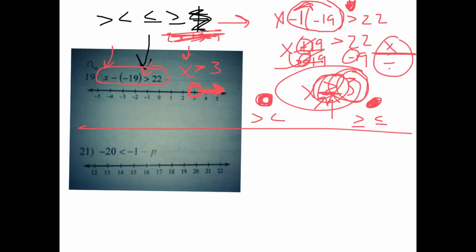If you want to test it out, pick a number. I always choose 0. 0 is greater than 3. Is that true? No. Therefore, it should not be shaded, which it is not. Okay, let's do the other one.